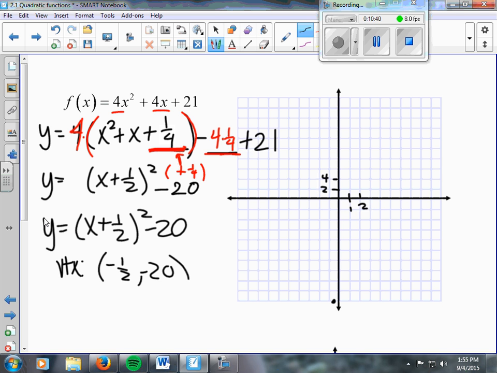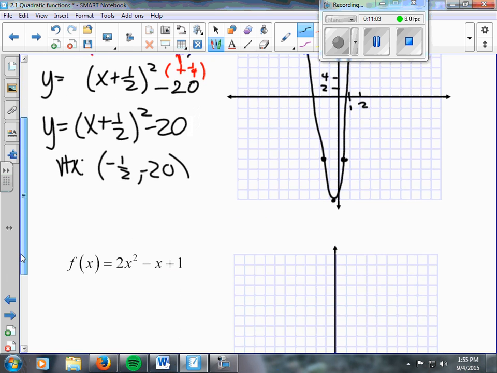And this opens up. So instead of going over 1 and up 1, I would go over 1 and up 4, because of that a, that's 4 there. And then over 1 from a half is not very pretty. So I'm just going to go ahead, and I've got 3 nice points here. There we go. I am not sure where I crossed the x-axis.